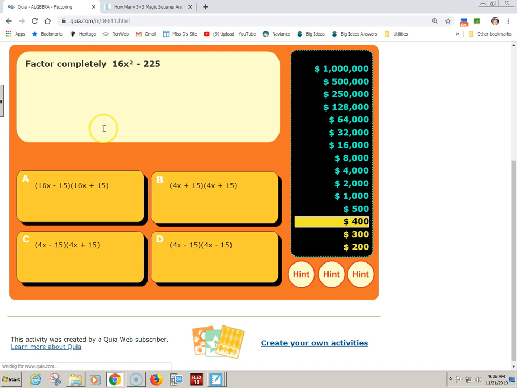Got him. 400. Yay. 16x squared minus 225. C. I heard an A, I heard a C. Pay attention, Andres. I don't even see your eyes. How can you be learning? I hear an A, I hear a C, I heard a B. C. Has anybody square rooted 225? Did you guys figure out how to do that on the calculator? It can be nice. There's a square root button. Would you have gotten it to have been 15?